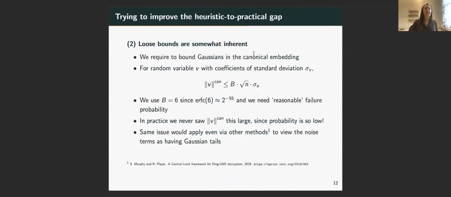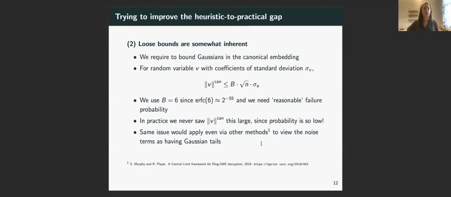Another observation that we made is that loose bounds in this case are somewhat inherent, meaning that, first of all, we're bounding random variables and we're bounding Gaussians in the canonical embedding. And so, as I've mentioned before, we use the fact that the inverse error function of 6 is approximately 2 to the minus 55. And so we use this value of 6 in our bound here. Of course, in practice, we never actually see that value become so large because the probability of it happening is so low.